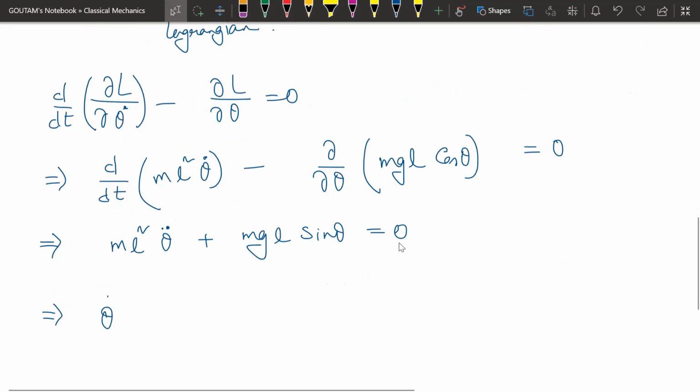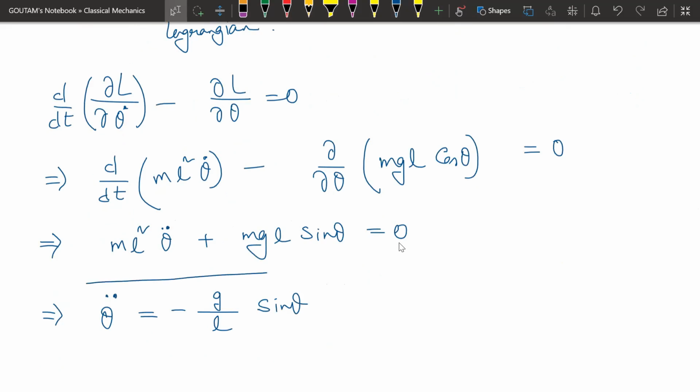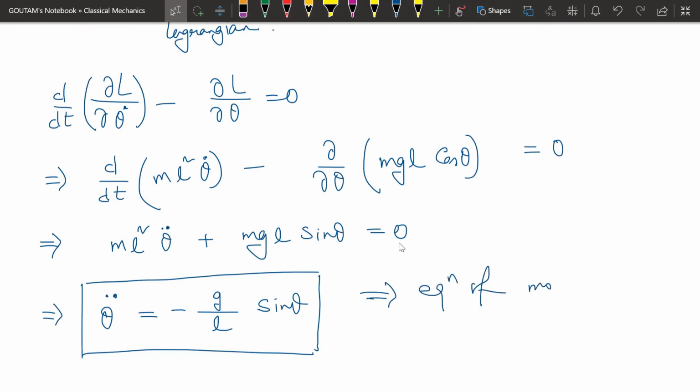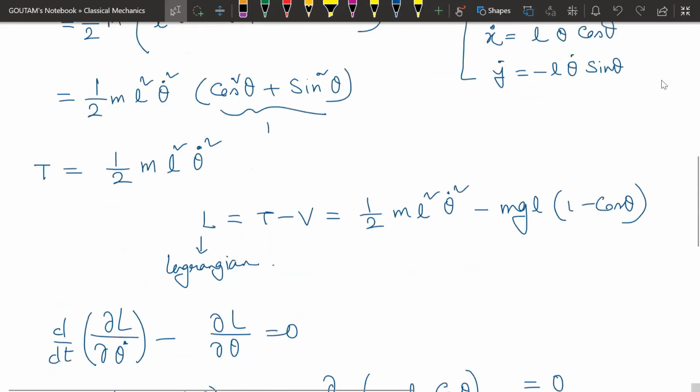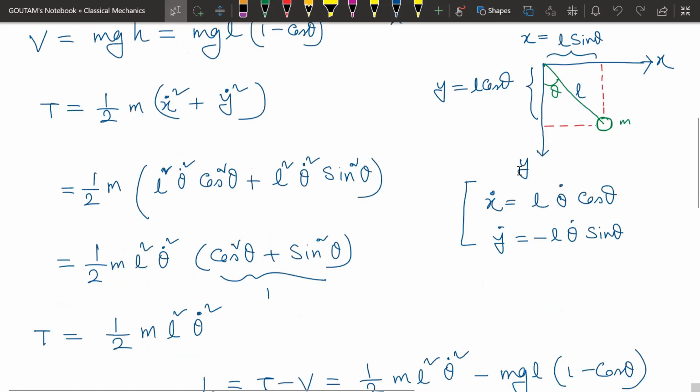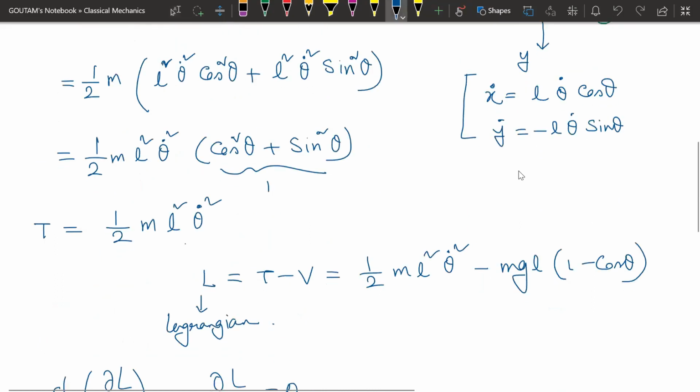So then θ double dot, the angular acceleration, will be minus g by l sin θ. This will be the equation of motion, and this is from the Lagrangian.